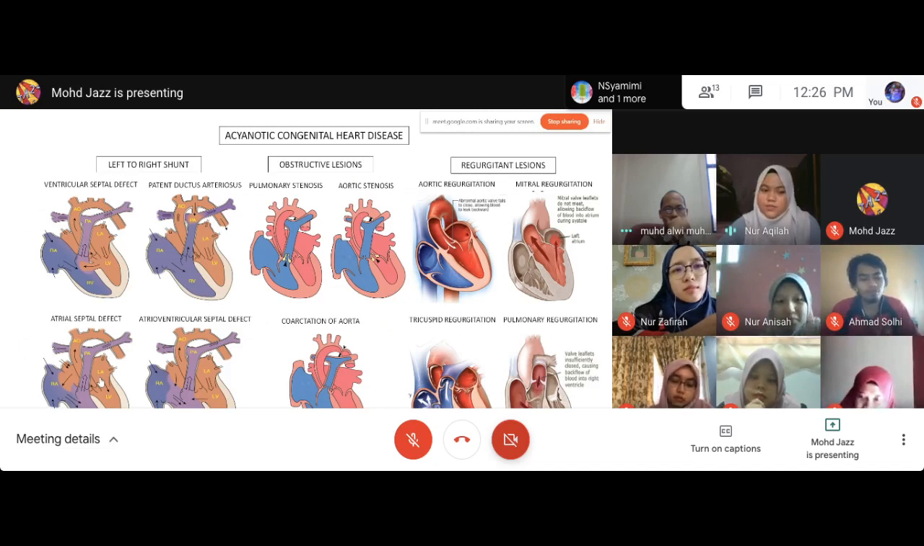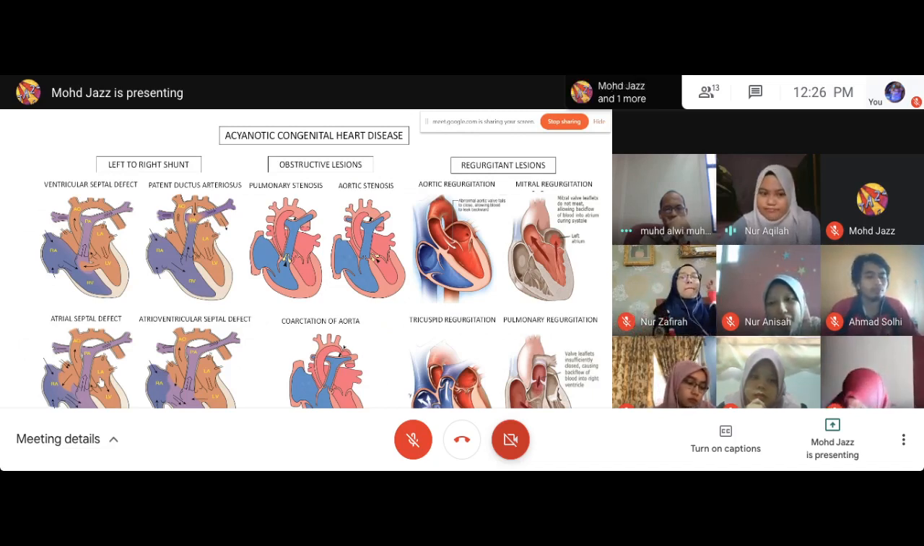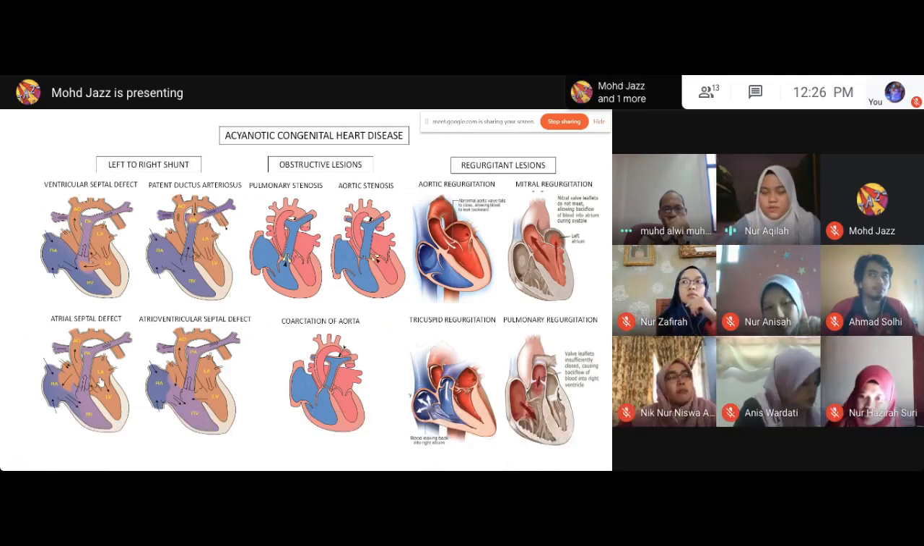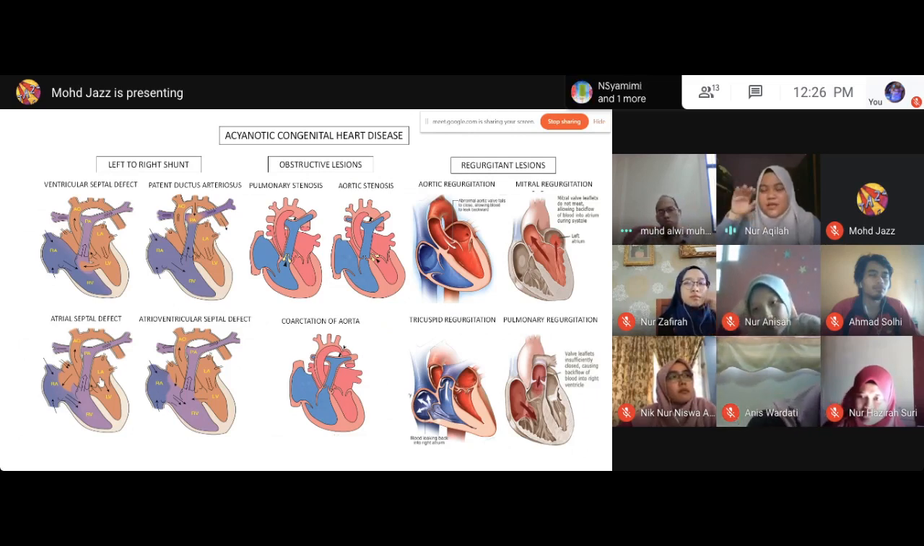The most common is ostium secundum, or we can also call it secundum ASD, in which the defect is in the deficiency of the foramen ovale. So in ostium secundum or secundum ASD, at the area of the foramen ovale, it is deficient. So when it is deficient, there will be left to right shunting, from the left atrium to the right atrium.